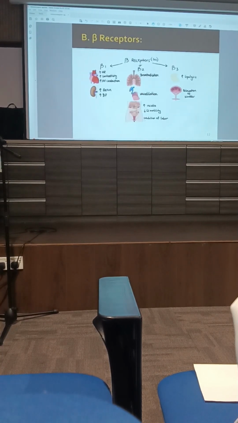So what are the effects of beta receptors? It depends on the type of beta receptor. For beta 1, when it is stimulated, it will increase heart rate, contractility, and conduction.